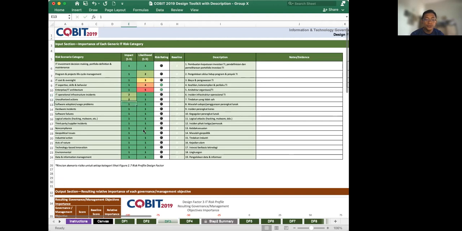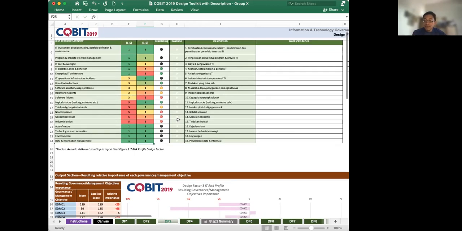2 2 2 2 2, or you can put a higher level here. You can put 2 3 4 5, and also 5 5 5 5, and then 1 2 3 4 5, for example, here. So it is like a multiplication. The higher the impact, the higher the likelihood, then the higher the risk. It is a multiplication effect, right?